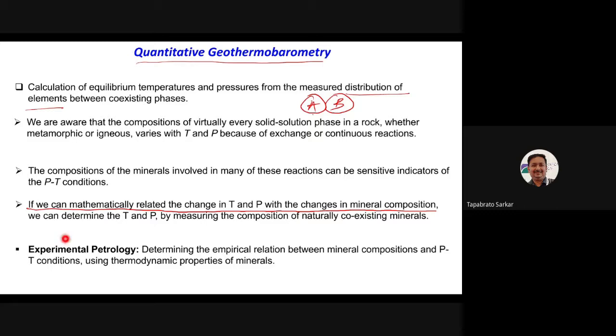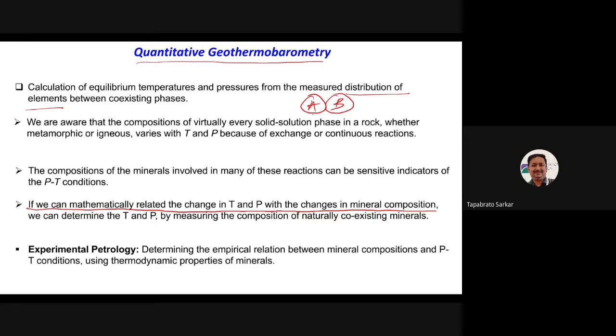Basically, it has to be done by the experimental part, which is called experimental petrology, which means you need to run experiments, similar to experiments run in a chemical lab. The same experiments, of course, you have to do at raised temperature and pressure, equivalent to geological conditions. You have to do experiments at high pressure and temperature between different minerals or mineral pairs and establish how temperature and pressure are related to the changing compositions of the minerals.